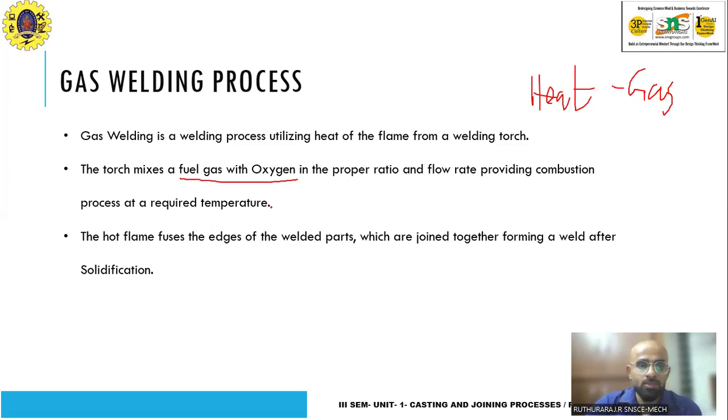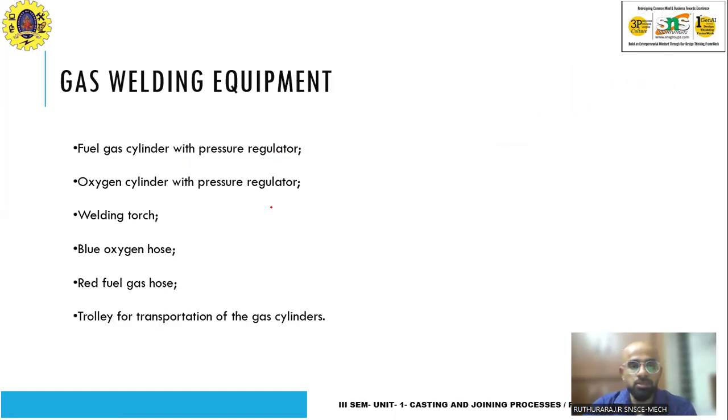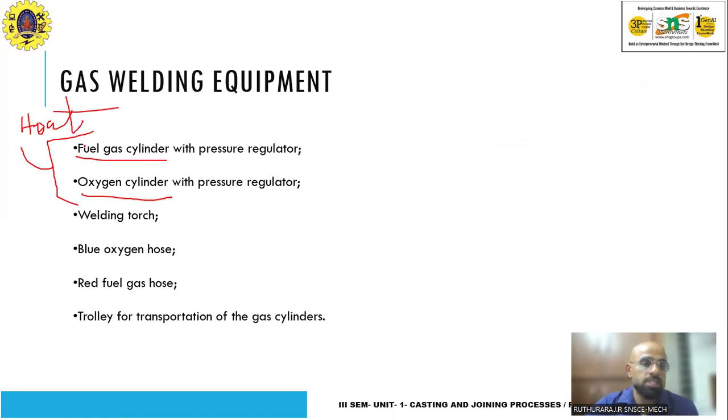Other than this, what are the different things required? We'll see. The first thing is the fuel cylinder, next is the oxygen cylinder. These two together form the heat. And the next one is the welding torch, which is called the tool. In each welding process, we'll need this set of equipment. First thing is heat, and next one is tool.